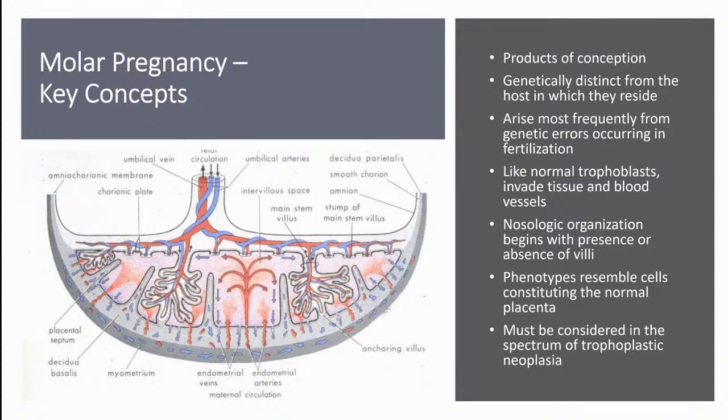These proliferations then are trophoblastic in nature, and like normal trophoblasts, they have a propensity to invade tissue and blood vessels. But our classification really is based at first pass on whether there's presence or absence of chorionic villi. And then from there, their phenotypic classification depends on what normal trophoblast cell they resemble. And hopefully at the end, you'll be able to understand where these proliferations sit within the spectrum of trophoblastic neoplasia. And in the end, I think we must consider them as neoplastic proliferations.